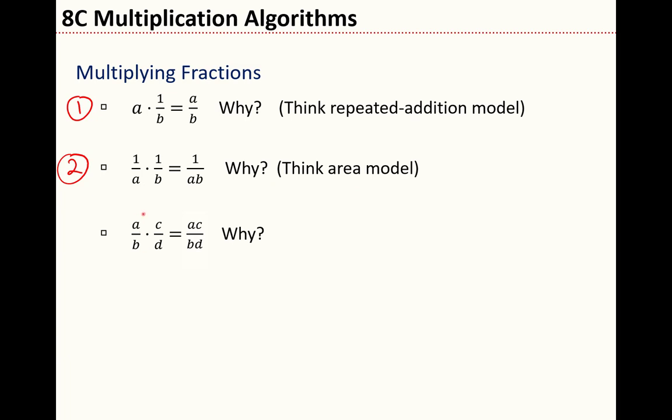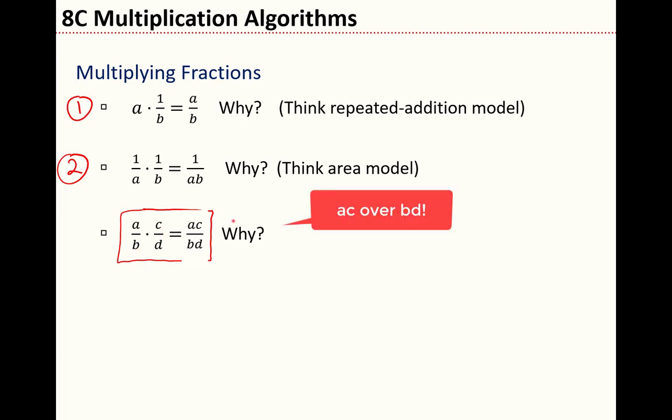Here's really what we're after, our multiplication algorithm for fractions. Why is it that a over b times c over d equals ac over bd? So, I first of all convert the a over b and the c over d into different fractions using part 1. So a over b is a times 1 over b. c over d is the same as c times 1 over d.